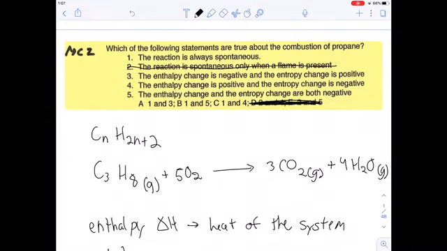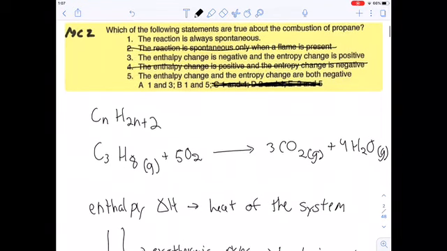Okay, so now we can look at our propane reaction. Like I said in the beginning, anytime you have combustion, it's going to be exothermic. So that immediately means that enthalpy is going to be negative because exothermic. So you can eliminate number 4 and any answer choice with 4 in it. So that's C. And 3 and 5 both say that the enthalpy is negative, but now you have to think about the entropy.